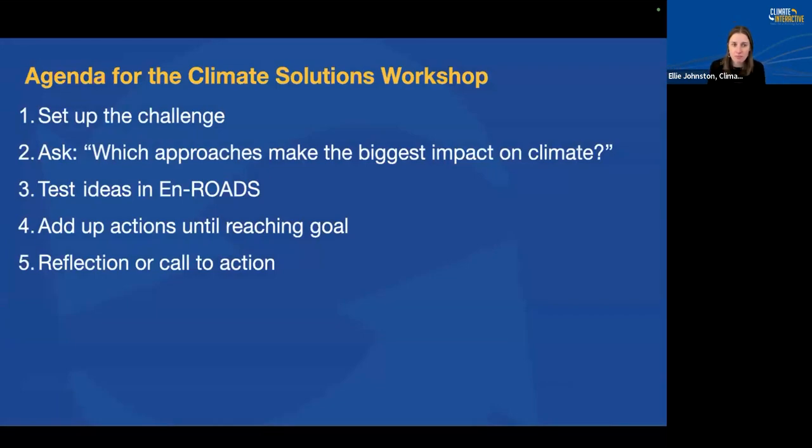And to do that, ask people, well, which approaches do you think make the biggest impact on climate? Take some ideas from people, test those ideas in En-ROADS, keep building on those ideas, taking more and more inputs until you reach the goal. Then you can reflect or have a call to action, whatever is most appropriate for the setting you're working in. And people can take away from that this whole picture, a whole scenario of what it takes to address climate change.